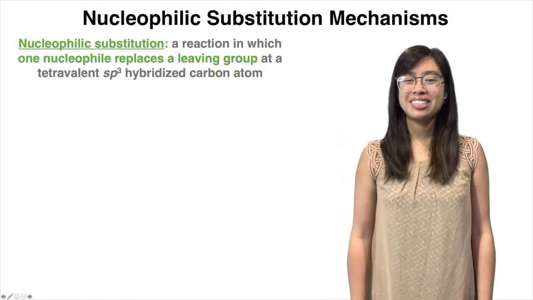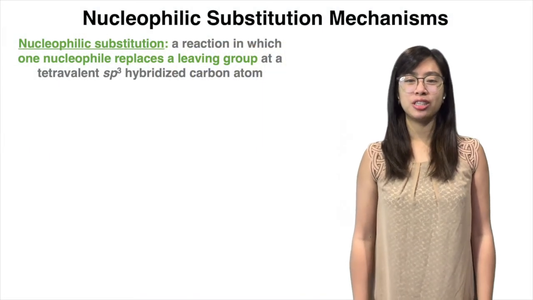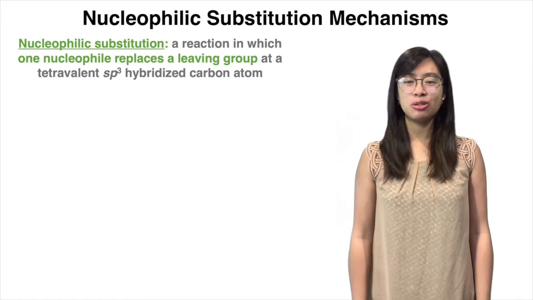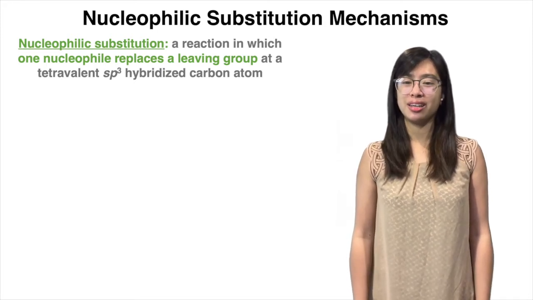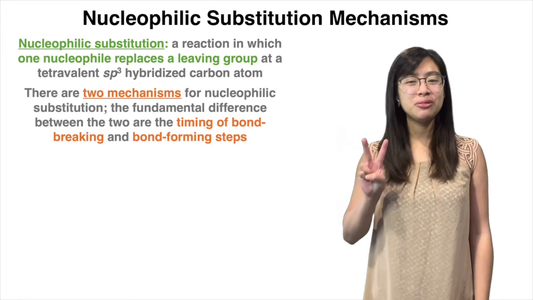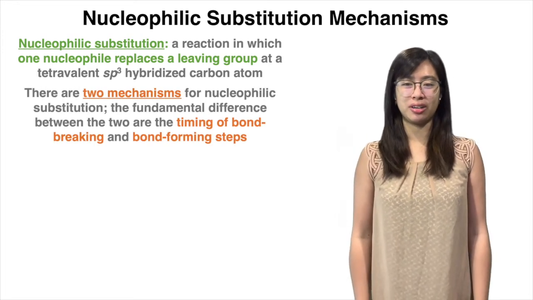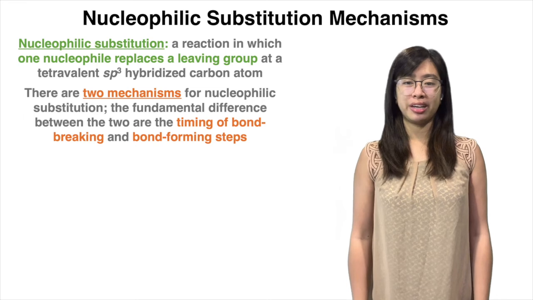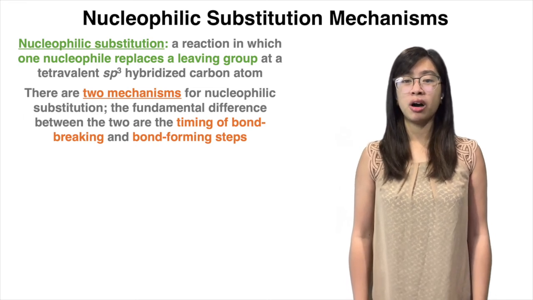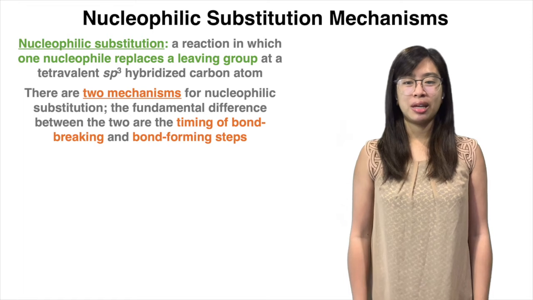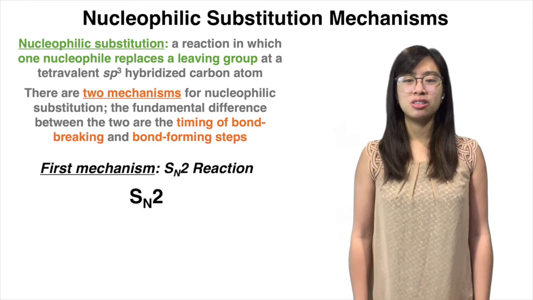A nucleophilic substitution is a type of reaction in which one nucleophile replaces a leaving group at a tetravalent sp3 hybridized carbon atom. There are two mechanisms for nucleophilic substitution that you're going to learn about in this course. The difference between the two mechanisms lies in the timing of the bond breaking and bond forming steps. The first mechanism that we're going to go over is called SN2.